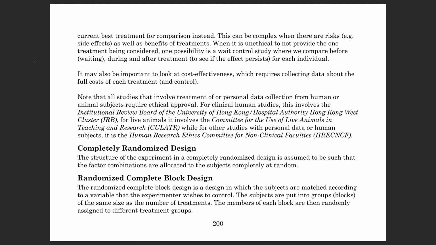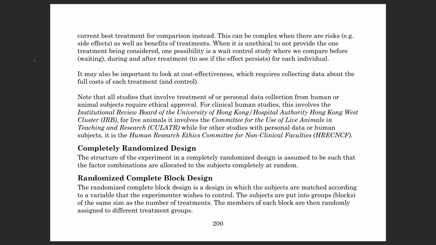This can be complex when there are risks, in other words, side effects, for example, as well as benefits of treatment. When it is unethical to not provide the one treatment being considered, one possibility is a wait control study where we compare before, during, and after treatment to see if the effect persists for each individual. It may also be important to look at cost effectiveness, which requires collecting data about the full cost of treatment. And of course, this is in addition to the risk and the side effects.